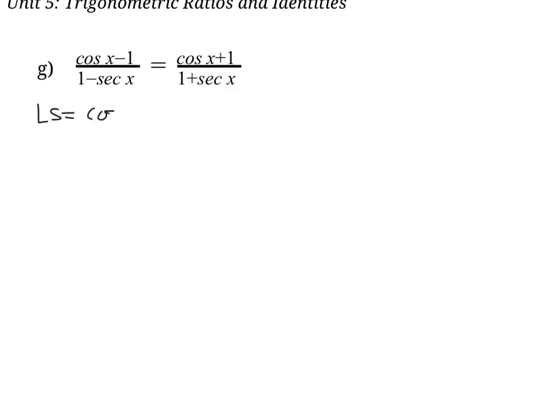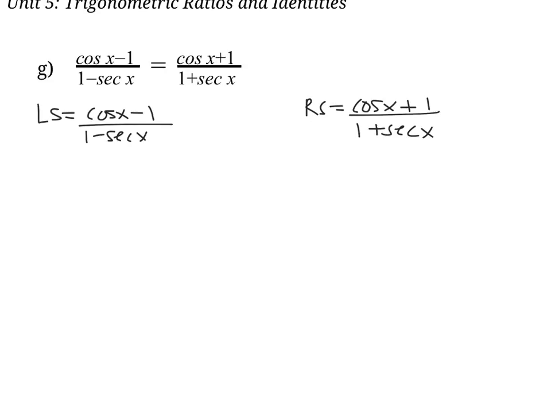Because they're so similar, I'm going to write our left side on this side, so 1 minus secant x, and I'm going to write our right side on our other side. So we have cos x plus 1 all over 1 plus secant x. Okay, so unfortunately we don't have a squared in our cos, so we can't use our Pythagorean identity. However, we know that we can change secant to its reciprocal function, which is going to be cos. So we can rewrite secant as 1 over cos. This is going to be cos x minus 1 all over 1 minus 1 over cos x.